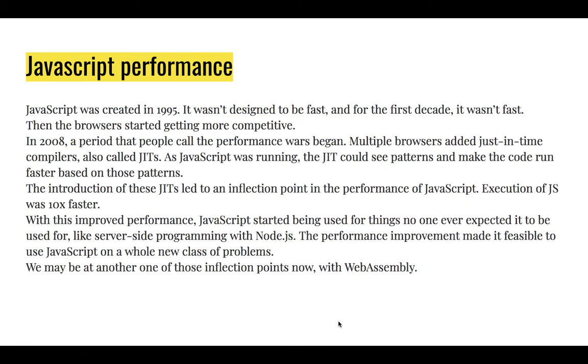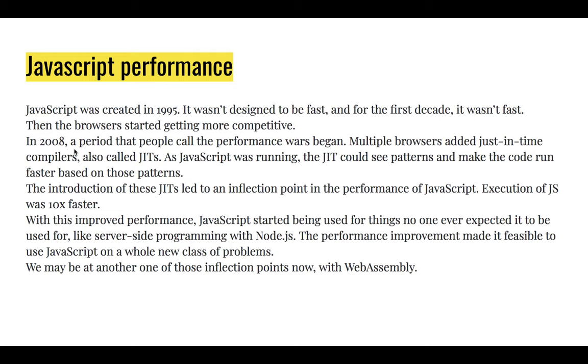Let's learn a bit of history about JavaScript. JavaScript was developed in 1995. It then wasn't designed to be fast, and it wasn't fast for at least a decade. After 2008, this was a period when multiple browsers started coming out with their own implementations of JavaScript engines and started to include something called JIT, just-in-time compilers.